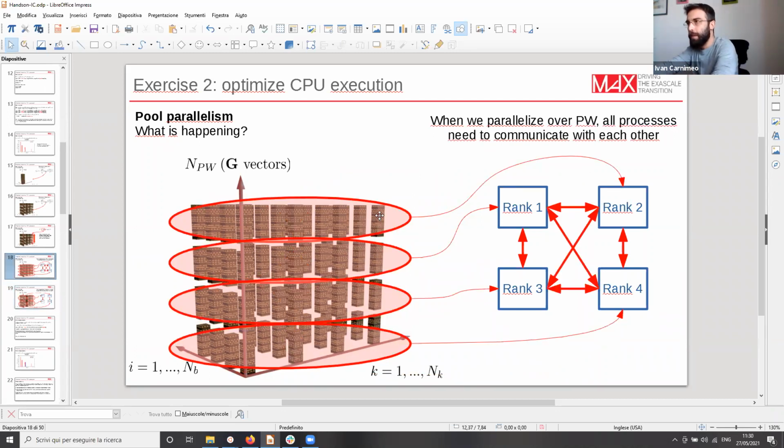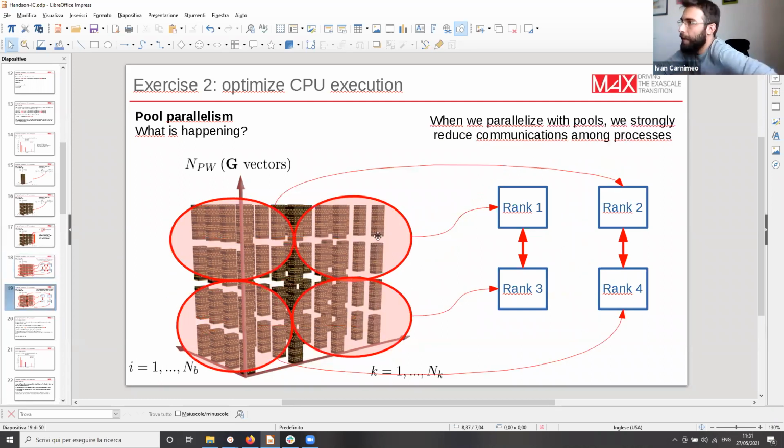Let's check here. One single orbital, so one stick here, is distributed among 4 processes. If you see how it's done in this way, one single orbital is distributed among 2 processes, because when the pools are used, the wave function is distributed along the K points, not only along plane waves. So we still have the same number of MPI processes, 4 in this case, but using this distribution, one single orbital is split among 2 processes.